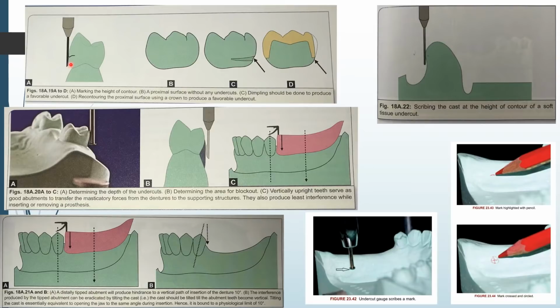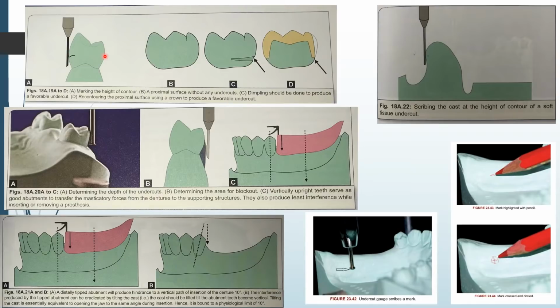The height of contour is marked with the flat surface of the carbon marker. So this is your carbon marker, and you're marking the height of contour with it. This forms the survey line.